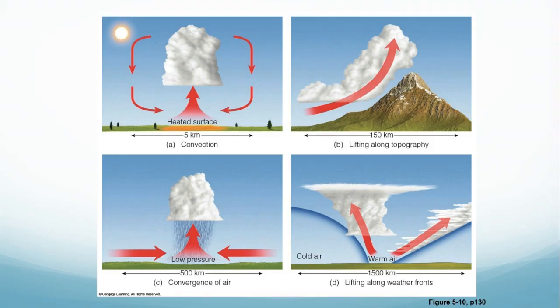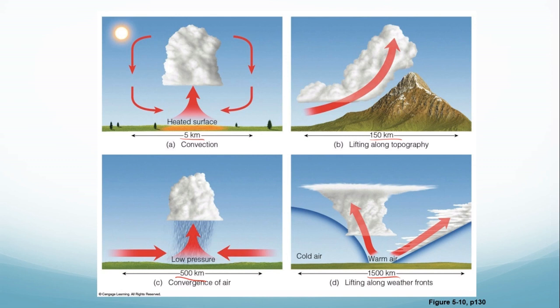And so here are the four basic types of triggers that we just went over: convection, topography, convergence or low pressure systems, and weather fronts. Notice the scale grows on each of these. Convection is the smallest scale. You're dealing with a handful of kilometers. Topography, mountain ranges are hundreds of kilometers. Low pressure systems reach an even larger area, and then weather fronts reach over 1,000 kilometers long.